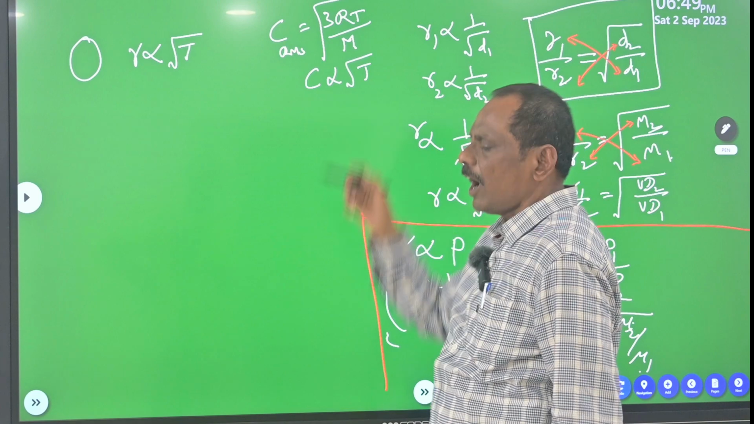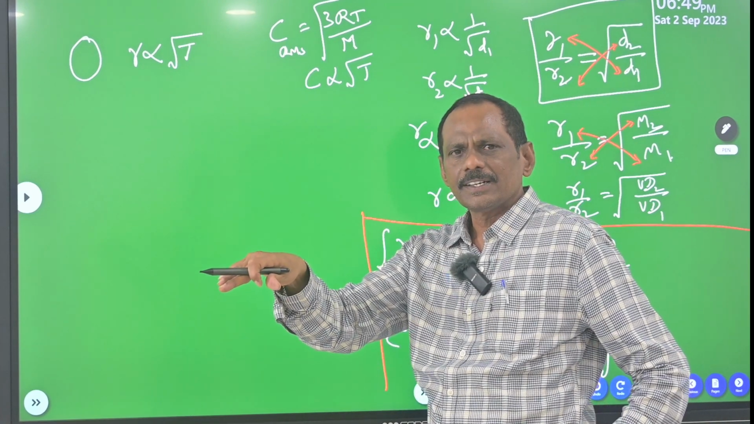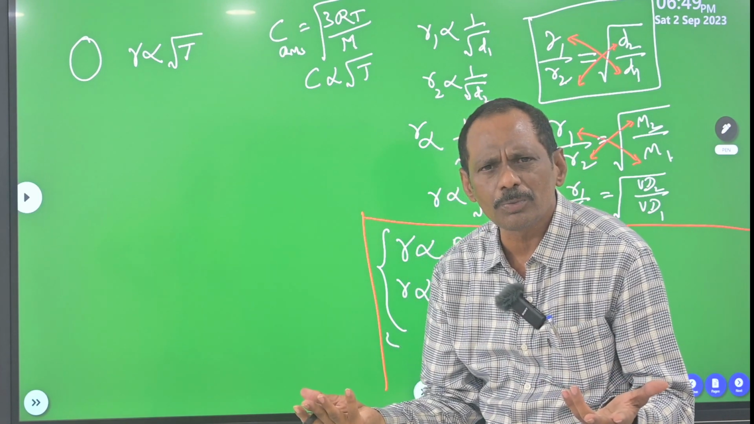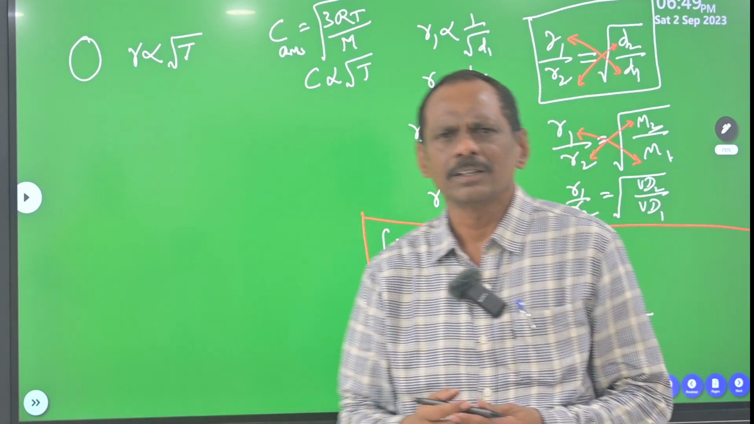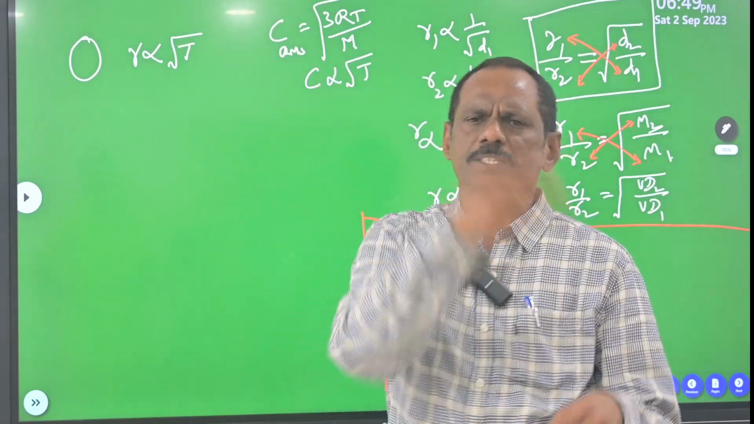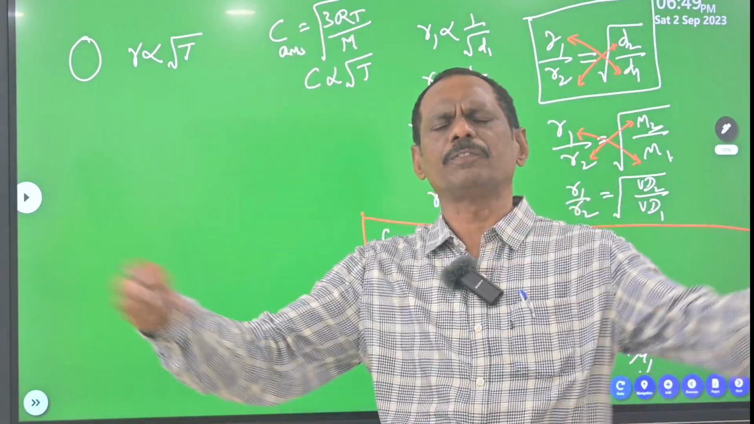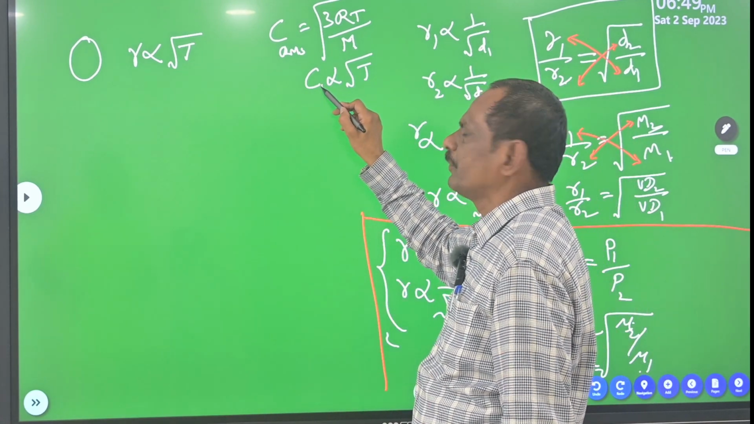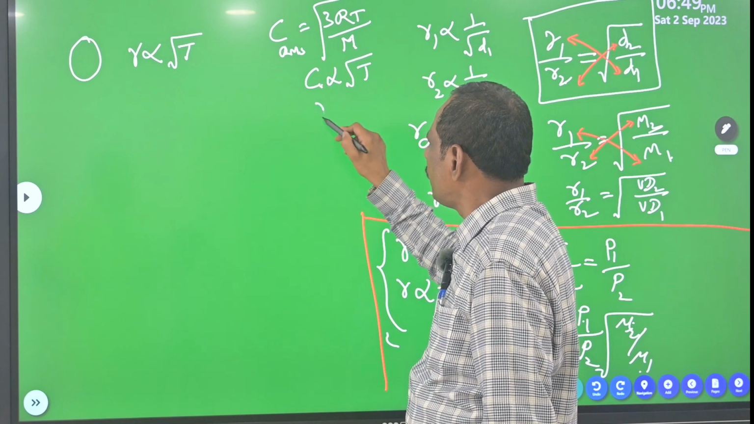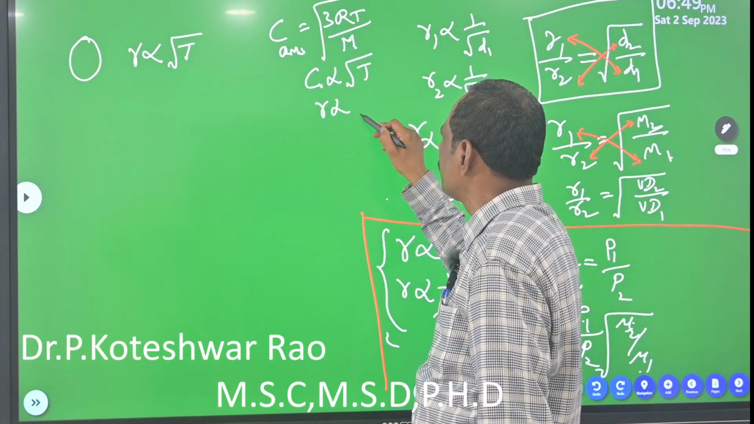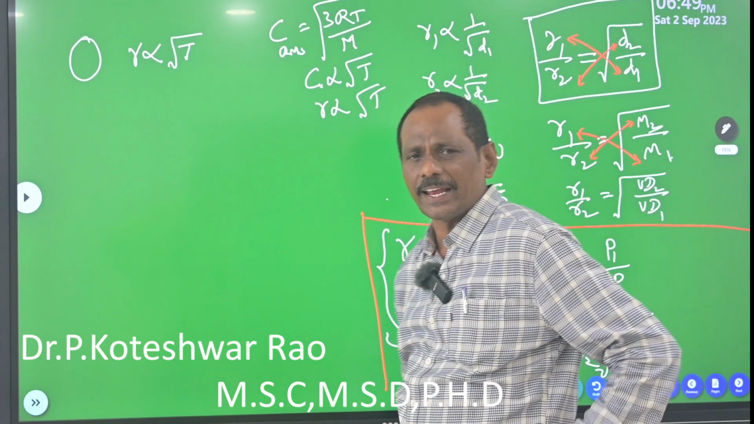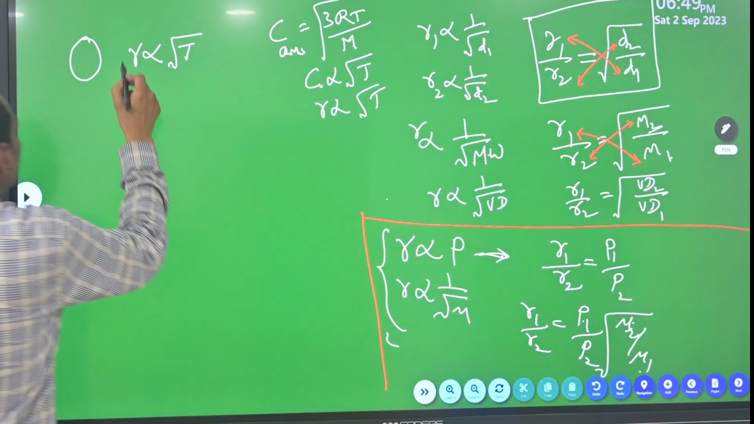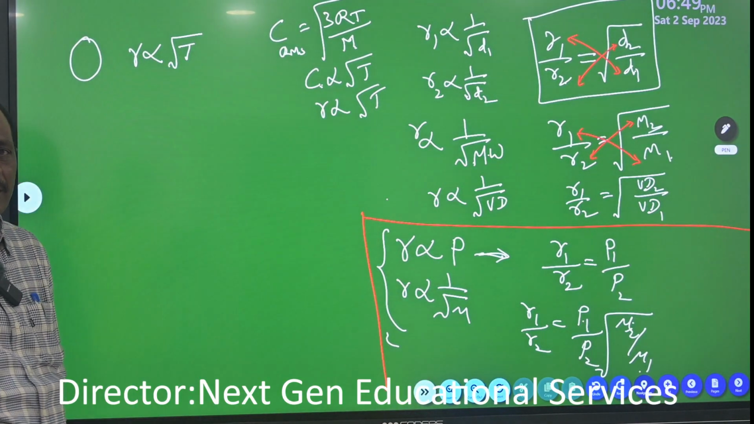If the RMS velocity of a gas is more, the rate of diffusion is also more. It is a general thing: if the velocity of gas molecules is more, they can diffuse more rapidly. Therefore, instead of RMS velocity, we may take the rate of diffusion. The rate of diffusion is directly proportional to the square root of its temperature. Therefore, R is proportional to root T at constant pressure.